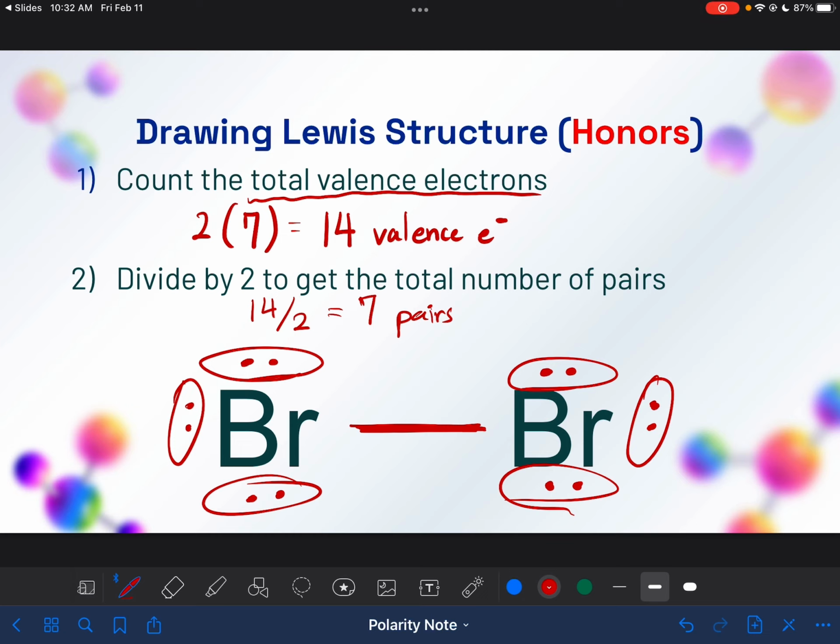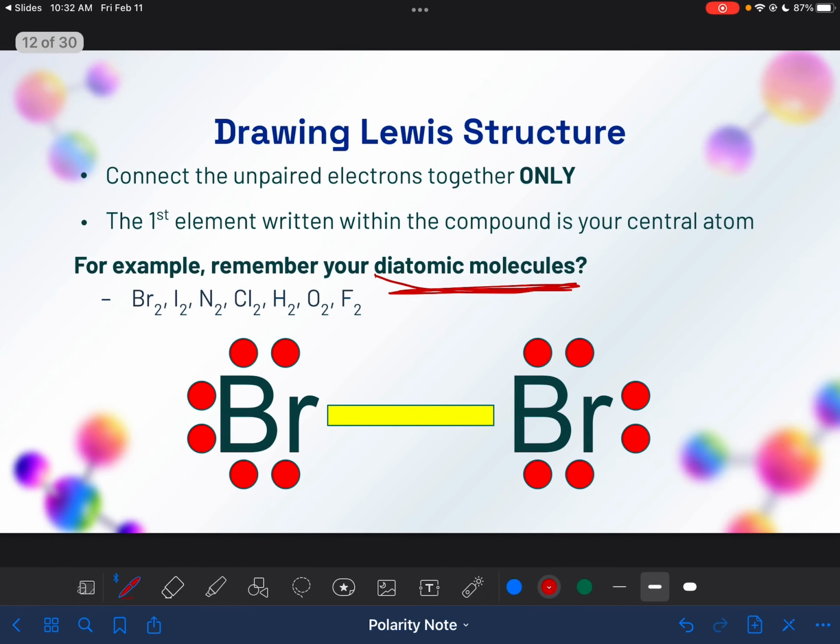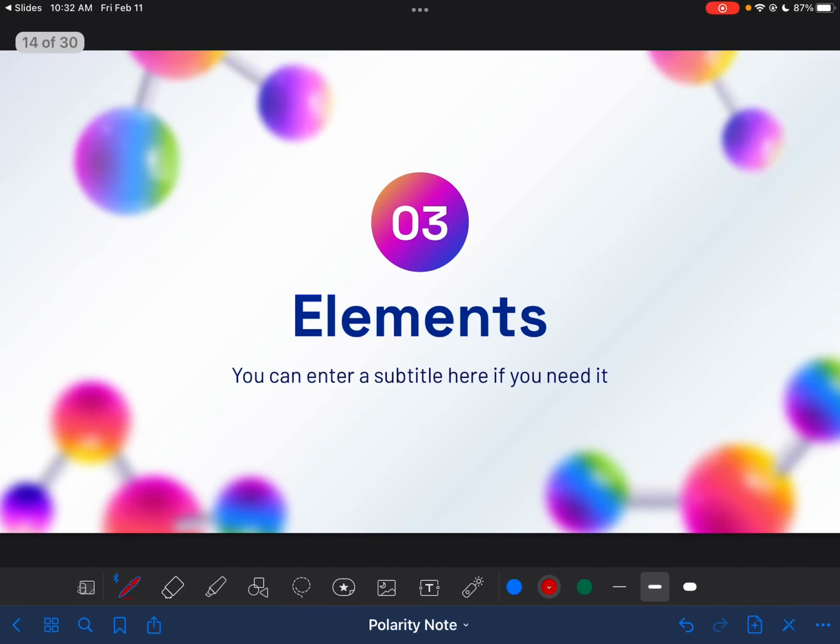So that's another way to draw a Lewis dot structure. Now, this is more of a, I would say, more accurate way of doing so. When I say accurate, I mean you won't make many mistakes if you use this method. So it would be nice if you guys can all use this method to draw the Lewis dot structure. But if you're still confused, feel free to use the other method as well. Okay? So let's move on to the next part.